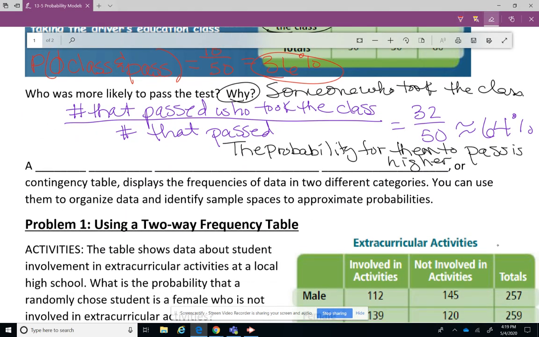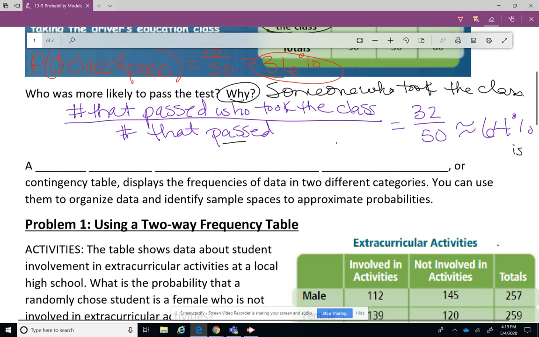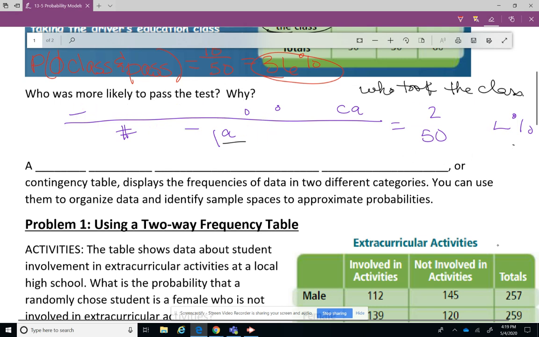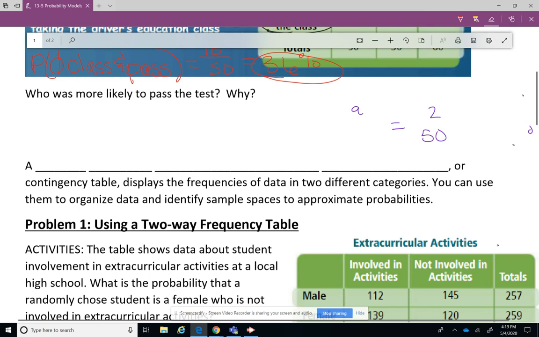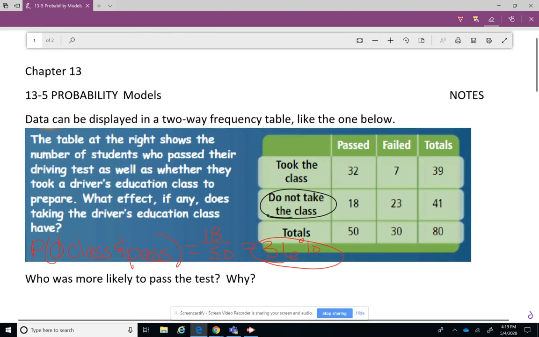All right, let's scroll on down. I'm going to erase some of this so we can see a little better. I want you to read that first sentence up at the top of the page, the one I kind of skipped over. It says data can be displayed in a two-way frequency table like the one below. This is a two-way frequency table because it's telling me who passed, who failed. That's telling me one thing. Then it's telling me who took the class and who did not. That's telling me another thing.